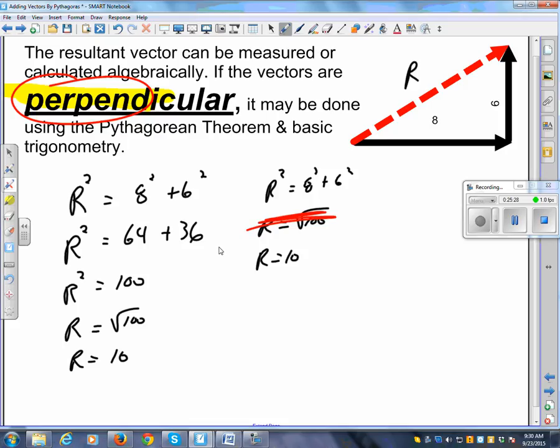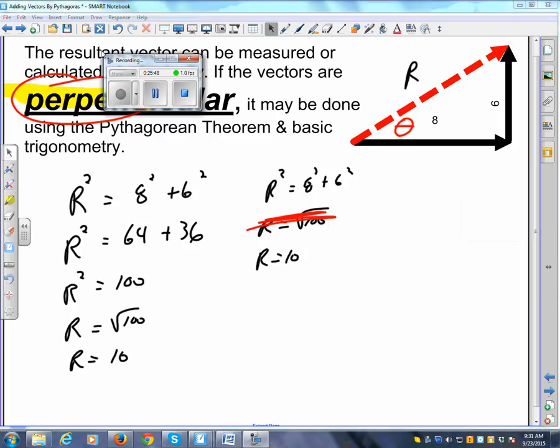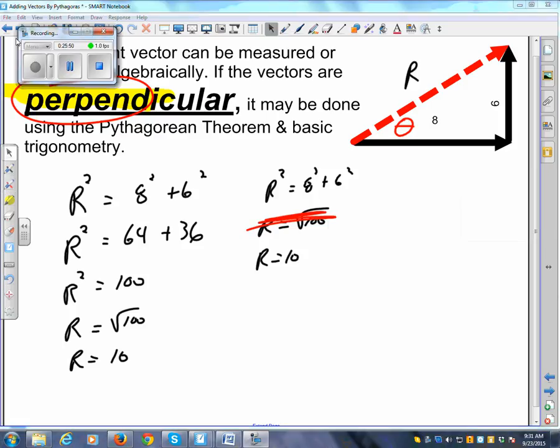No? Come on, what's a vector? It's got to have a magnitude and a direction. I don't have a direction. What funny symbol do we use for direction? The Greek letter theta. The Greek letter theta. Now, no you don't. Theta is the angle here.